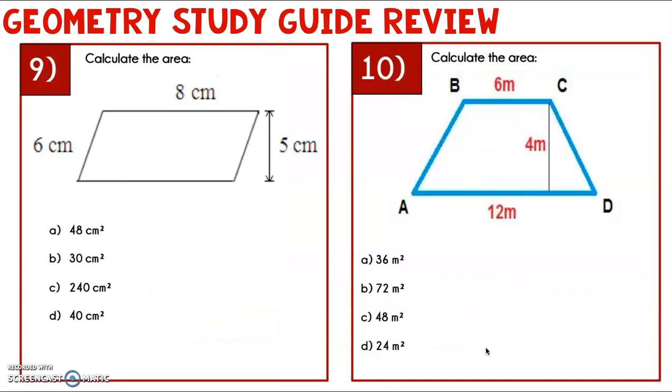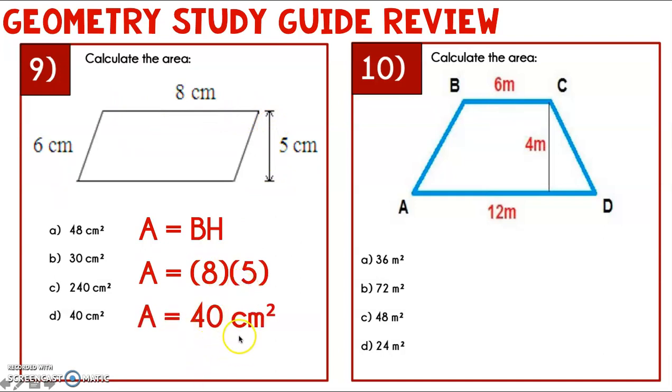Okay, all right, so let's take a look at number 9. Number 9, this is a parallelogram. So the area formula for a parallelogram is area equals base times height. The base of our shape is an 8. The height of our shape is a 5, so we have 8 times 5, and we get 40 centimeters squared, which is D, 40 centimeters squared.